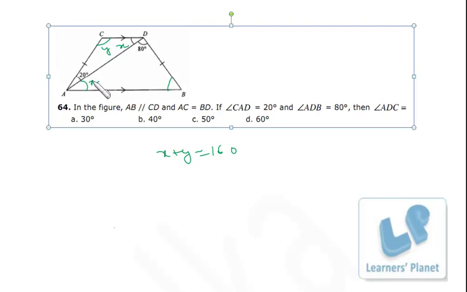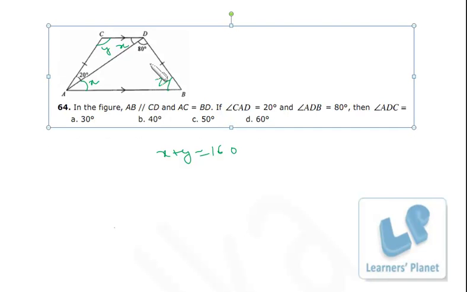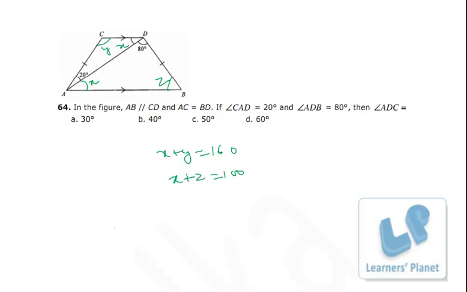So X plus Y must be 160, and this is X, this is X. I suppose this to be Z. Then X plus Z to be 100, because X plus Z plus 80 should be 180. Now Z is equal to 20 plus X. So instead of Z I write 20 plus X. So X plus 20 plus X is 100. So 2X is 100. I'm sorry, 80. So X is equal to 40. Right? Pretty simple.